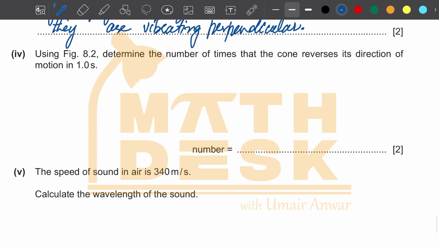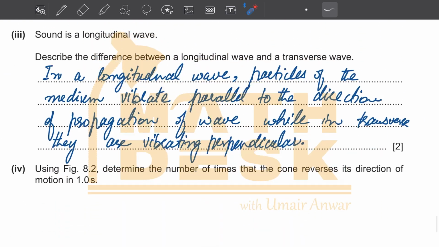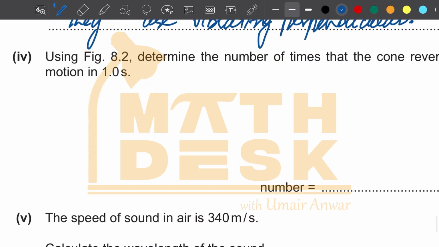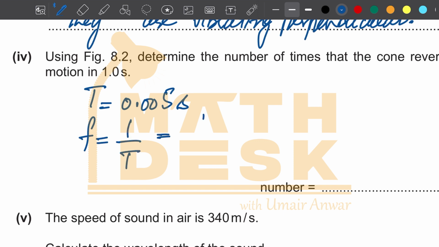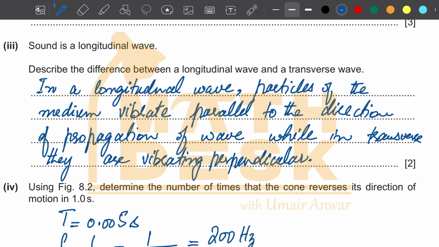Using figure 8.2, determine the number of times that the cone reverses its direction of motion in 1 second. So we can see that one wave is completed in 0.005 seconds. So it means the time period of the wave given is 0.005 seconds. Now we can use this to find the frequency. So 1 divided by 0.005, so the frequency comes out to be 200 Hertz.